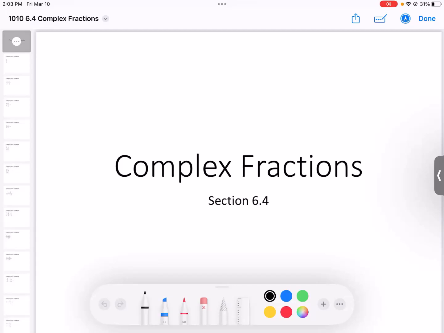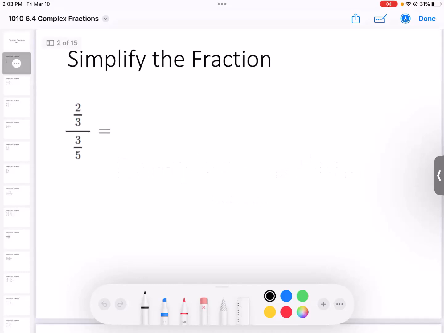Our lesson today is section 6.4, and I actually don't know what this topic is called. It's kind of a combination of everything we've learned so far. So I called it complex fractions. It's not the technical term for it though. Basically, we're looking at how we simplify expressions when you have fractions within fractions. So let's look at a semi-simple example to start with.